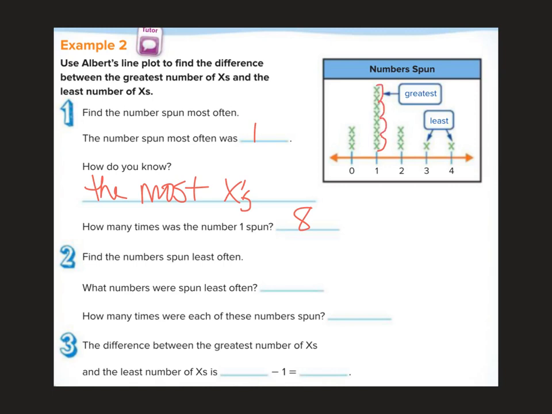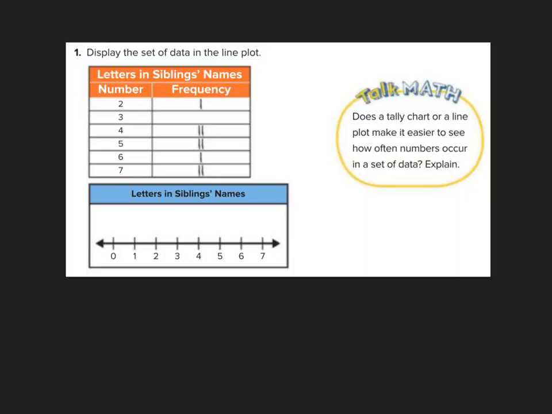Yep. Find the number spun least often, 3 and 4. How many times were each of these numbers spun? Only once. The difference between the greatest number of X's and the least number of X's would be 8 minus 1, and that would give us 7.